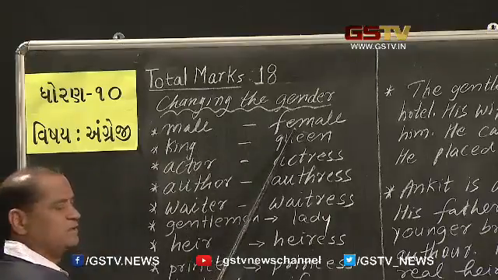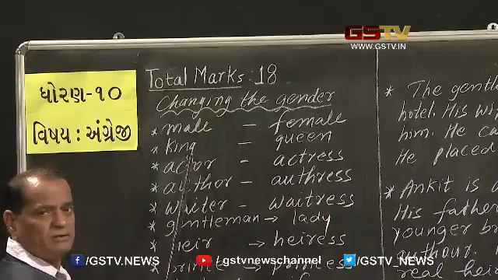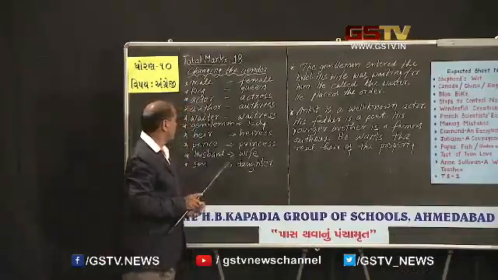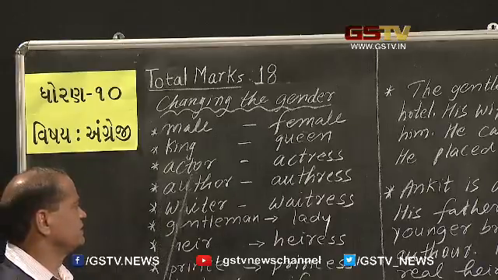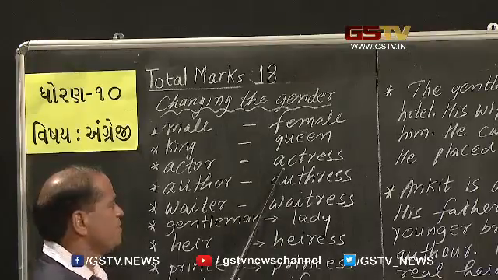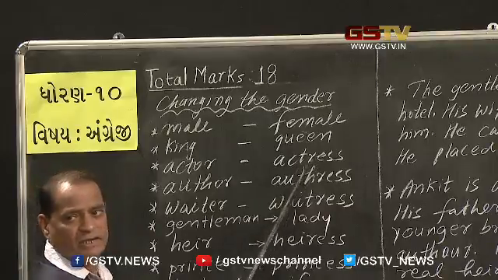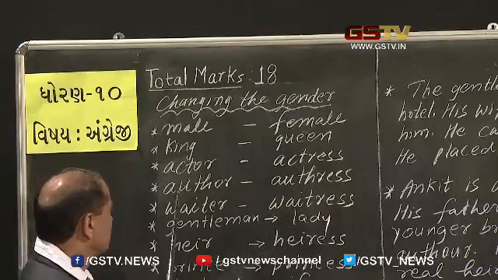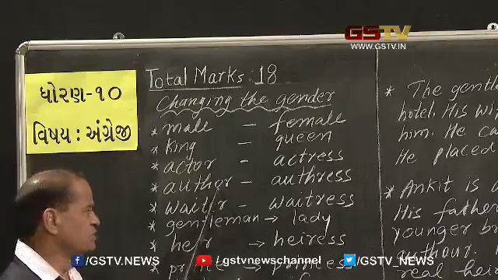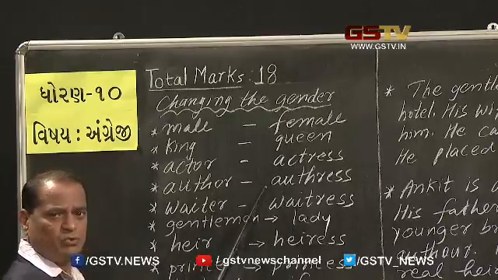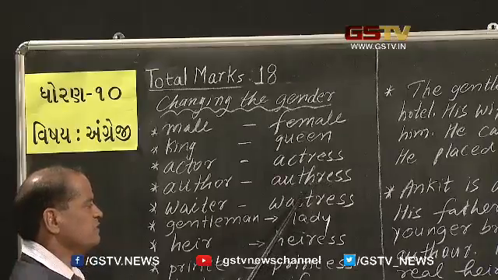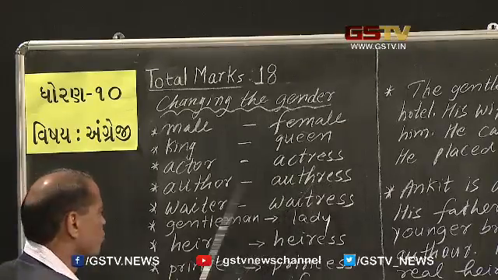First, male is converted into female: king, queen; actor, actress. The most probable mistake is here. In actor, we write ACTOR, but when we change it into feminine gender, we have to write ACTRESS. O is removed. In the same way, author, AUTHOR. O is used here in author, but when you change it into feminine gender, that becomes AUTHRESS. O is removed after H.